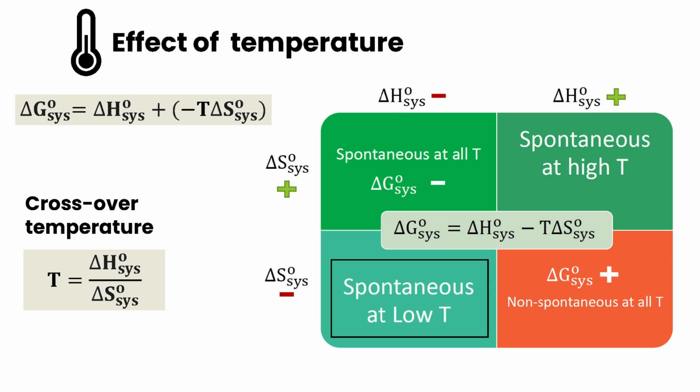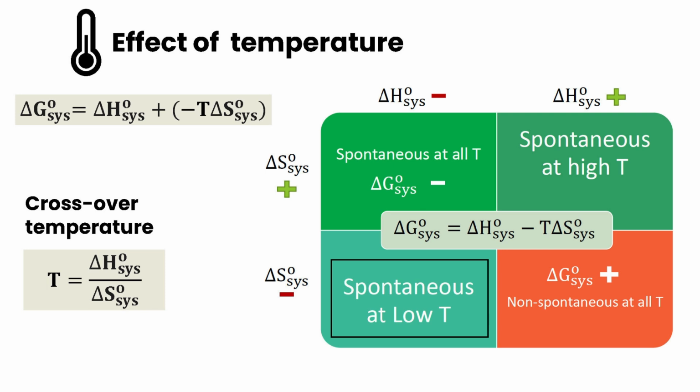What about if delta H and delta S are both negative? Okay, so delta H negative, exothermic, favorable. Delta S negative, more order, unfavorable. Delta G equals negative delta H minus T times negative delta S. That minus T times negative delta S becomes plus T delta S. So delta G is delta H plus T delta S.